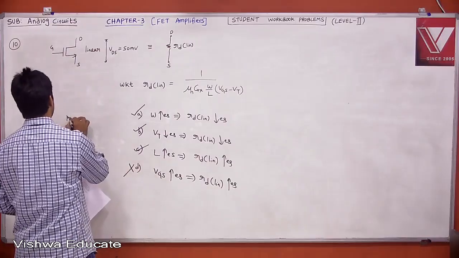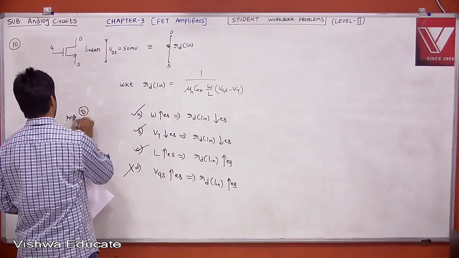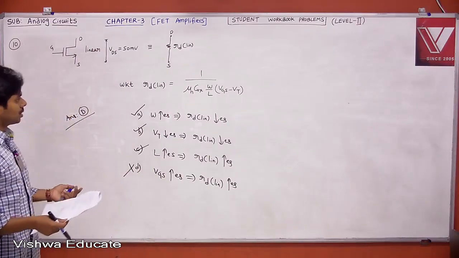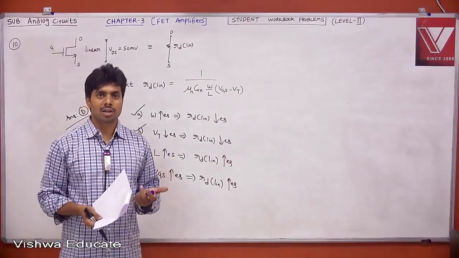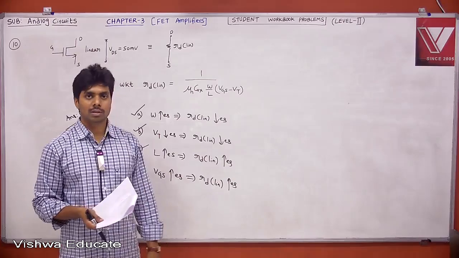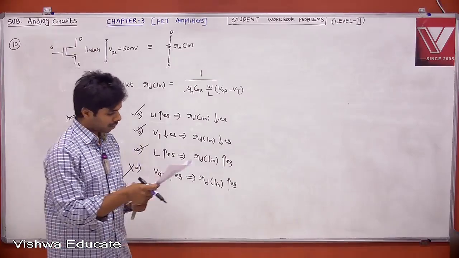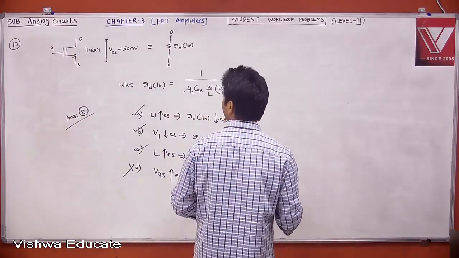Therefore answer is D. Why? If VGS increases, more strength, more conductivity, lesser resistance. But he is saying that more resistance. That is wrong. Okay. Answer is D.